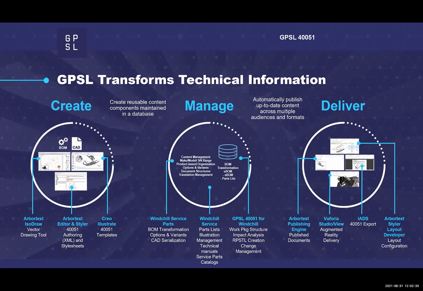Once you have it in Windchill, you're organizing it and correlating it into BOMs, parts lists, and tech manuals. Once you have things constructed, connected, and correlated the way you need, you then need to deliver it out to satisfy your delivery requirements. I'm going to show you the module and the way you can create, organize, manage, and connect your content, and then ultimately deliver it out, in this case, to IADS.